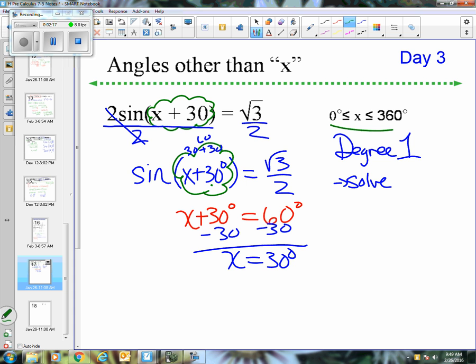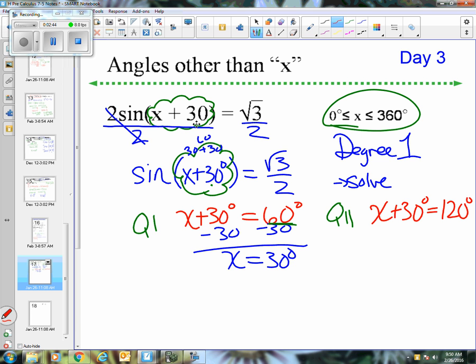Now I'm going to point you back to our domain here. Do we have everything covered that we need if our domain is 0 to 360? Is 60 degrees the only value where sine is positive square root of 3 over 2? Is quadrant 1 the only place we have to worry about? Well, no, we've also got quadrant 2. So in quadrant 2, the angle has to be equal to the 60-degree reference angle in quadrant 2, which would be 120 degrees. So that means x would also be 90. So we have two different places where that's going to occur because it's 0 to 360.